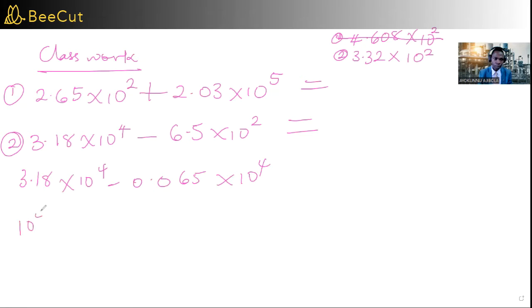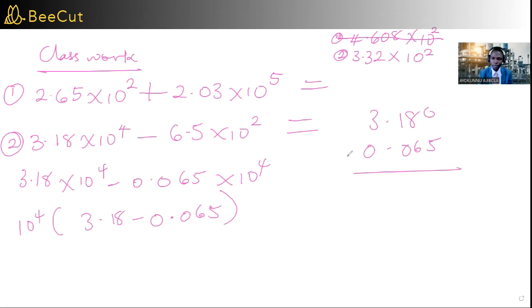So I have 10 raised to the power 4 outside as common to both sides, and I will say 3.18 minus 0.065. Again, 3.18 minus 0.065. So I have a 0 here. Then 10 minus 5 is 5. 7 minus 1, then this is 1. 5, this is 3. So your answer is finally going to be 3.115 times 10 raised to the power 4. So take note of that next time.